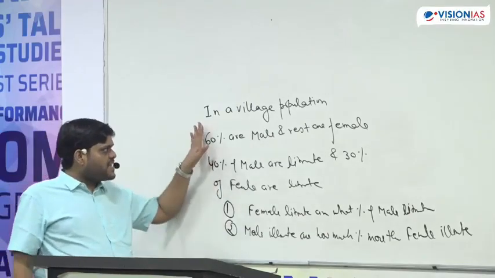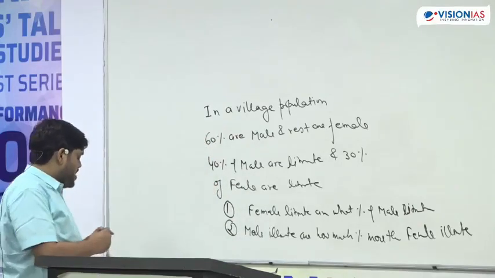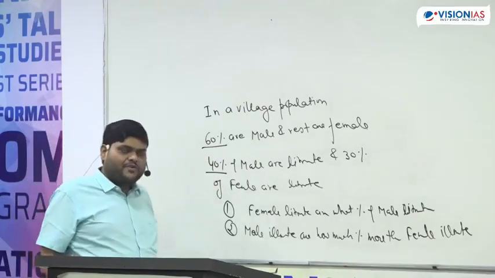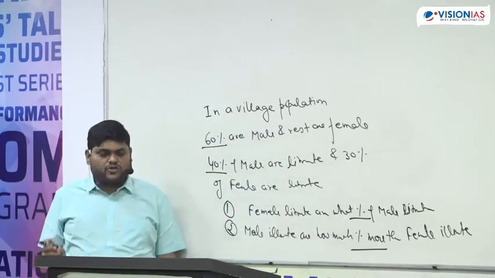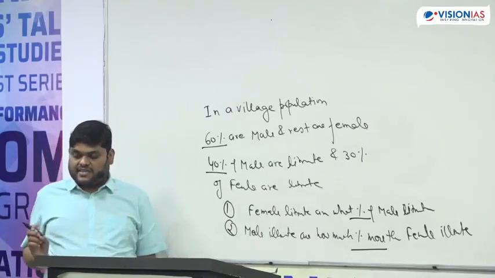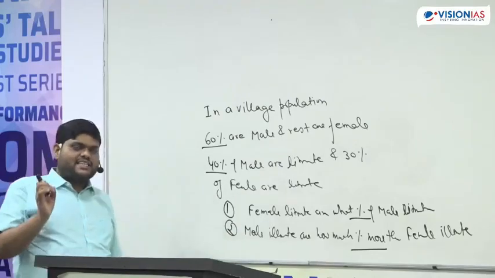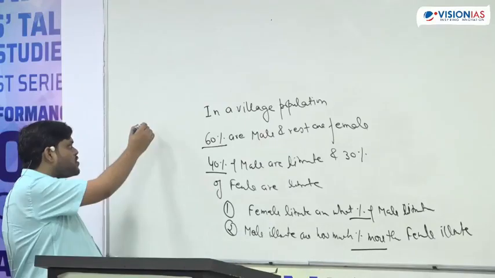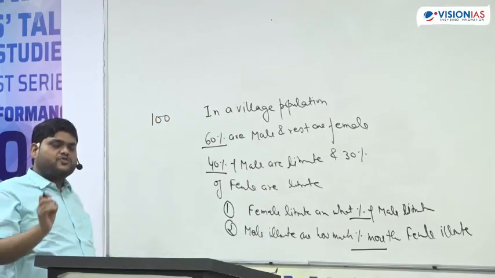The first thing, in a village population, generally we have to make a chart in this case. If you see, every data is given in percentage and the final answer is also asked in percentage. So generally in such a case, we take the total value equal to 100. That means the total population is equal to 100.